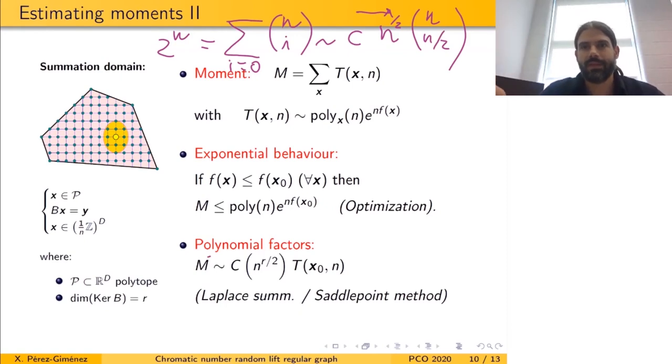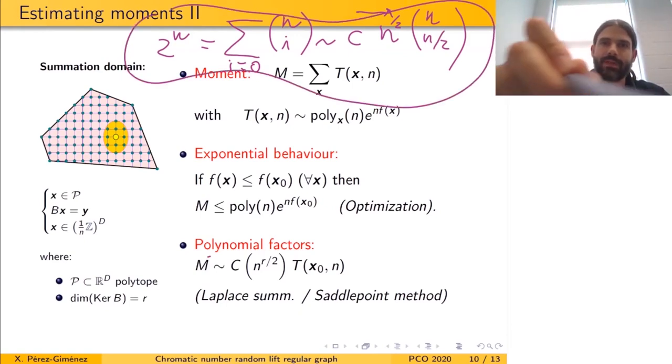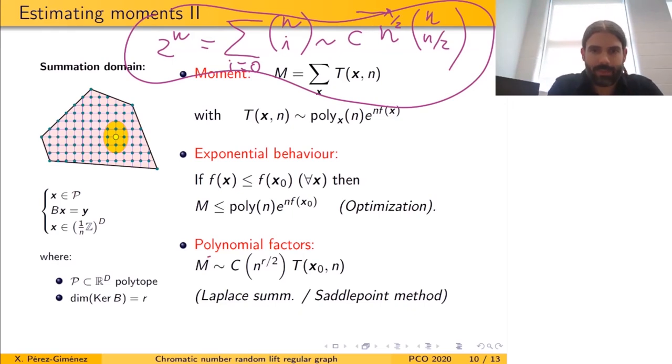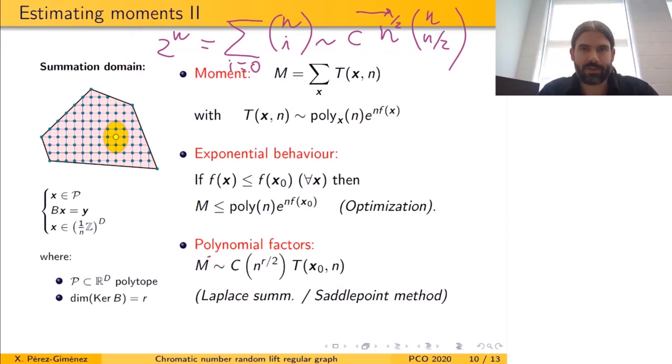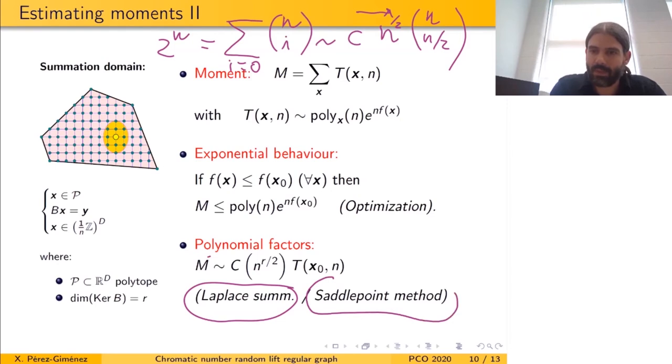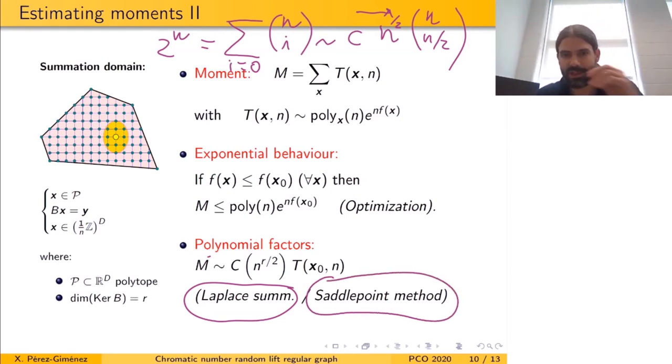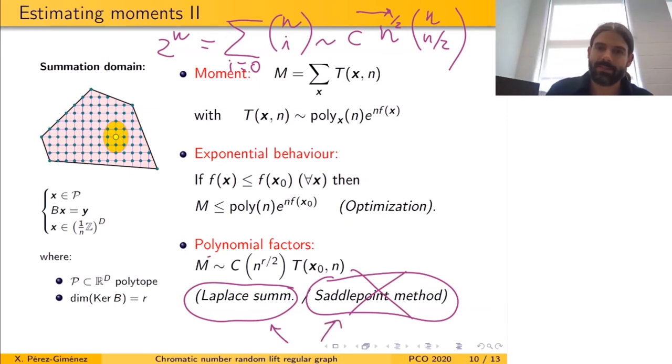So this is like a trivial example of the situation that occurs. But we also want to compute this constant C. And we know of two methods for doing that. Either there are some Laplace summation techniques, or a saddle point integration method that uses generating functions and some complex analysis. I'm not going to say much about that, but we use both methods in the paper, actually several times. We need to do this kind of thing several times, and sometimes we use one method, sometimes the other, because it's not always easy.